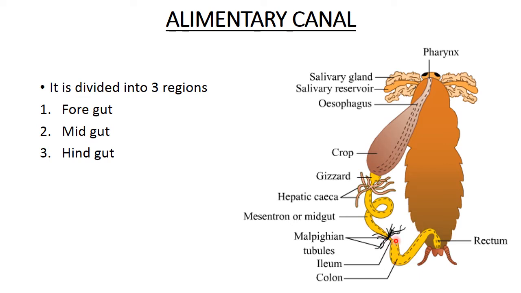At the junction of the midgut and the hindgut, yellowish filamentous tubules are present, which are called Malpighian tubules, and they are excretory in function. The hindgut is differentiated into ileum, then the colon, and the last part is the rectum, and the rectum opens to the outside by the anus. Besides this, it has very well developed salivary glands, with a salivary reservoir, and in this reservoir the saliva will be stored.